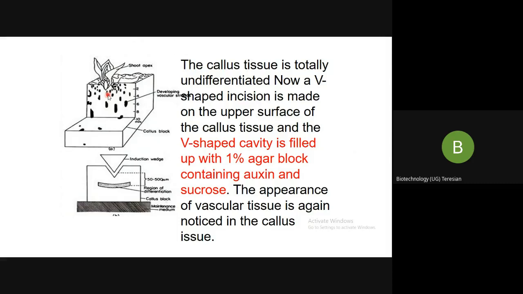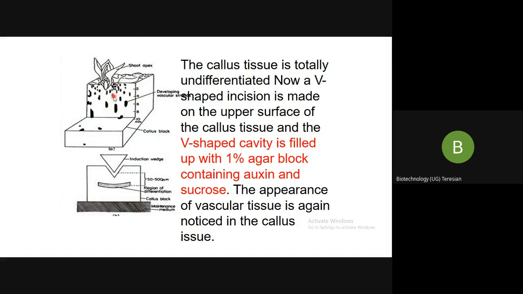Now, in the second experiment, if the direct contact between the bud and the callus tissue is broken by placing a semi-permeable membrane at the site of the graft, still the differentiation of vascular tissue occurs. This experiment indicates that the nature of the stimulus is a diffusible chemical.